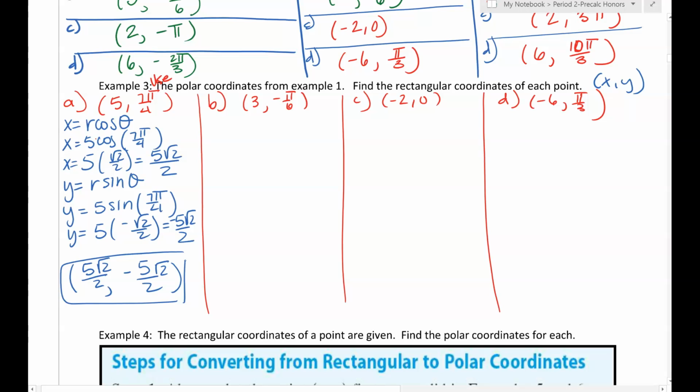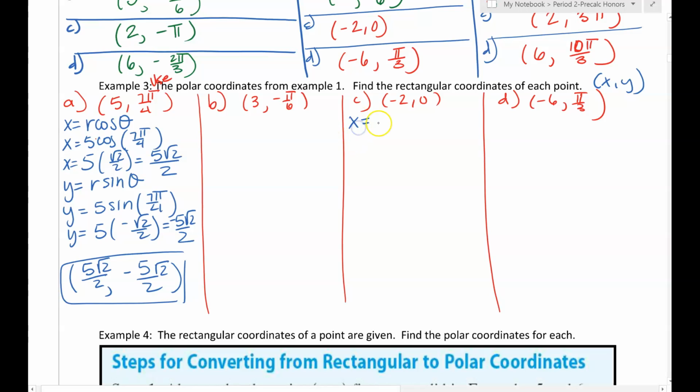I will do C and D, and I'm going to leave B for you to try. So right now go ahead and hit pause, do B for me. Once you're done, unpause, and then listen to C.